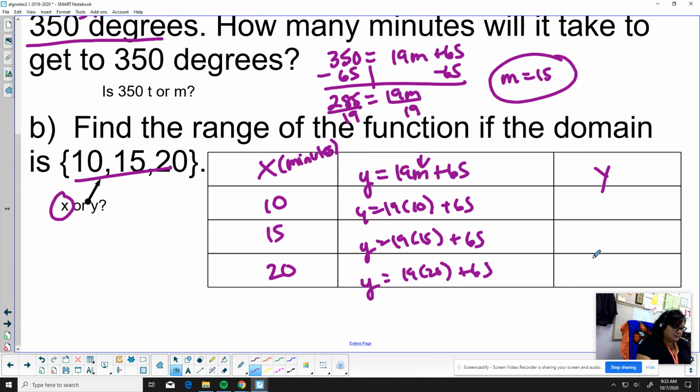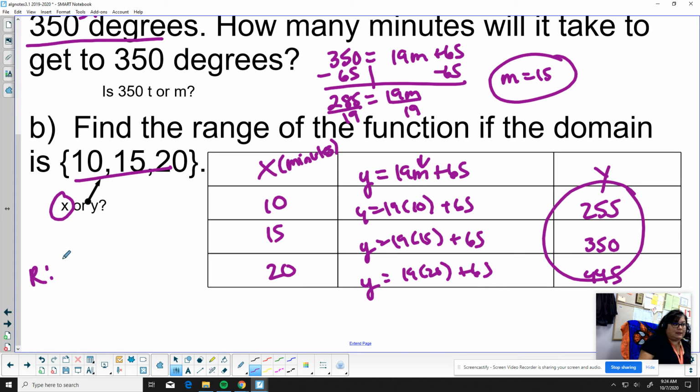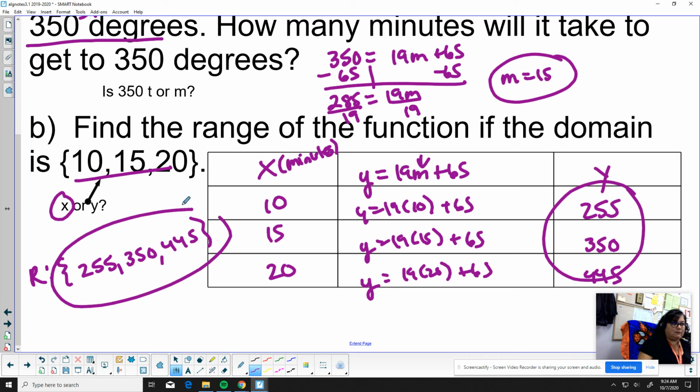19 times 10 plus 65 is 255. And if I change it to 15, that's 350. And if I change it to 20, that's 445. Okay, so I found the range. It's right here. So my range is 255, 350, and 445. That would be my answer.